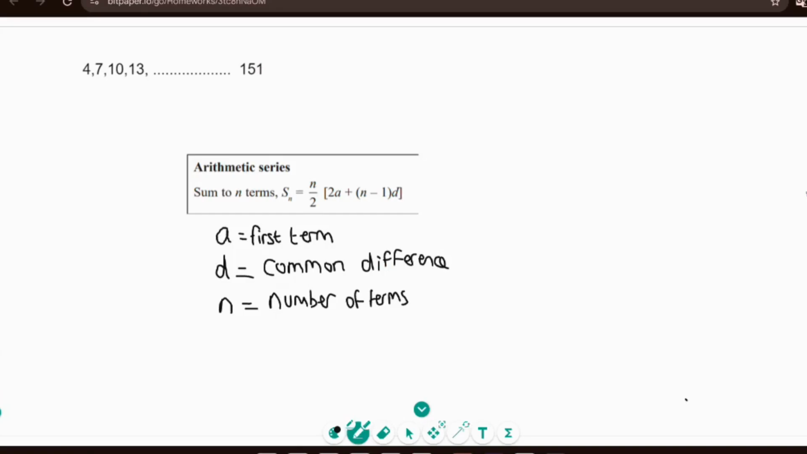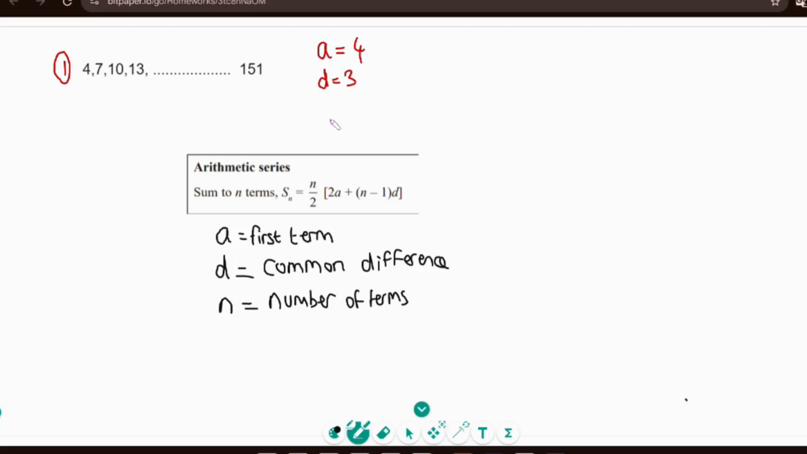Okay, before we look at an example, let's go back to this question, where it's not even a full question, but we're given a sequence here. Let's see if we can sum the first n terms. I always like to start these questions by writing out A, D, and N. A is 4. D is 3.